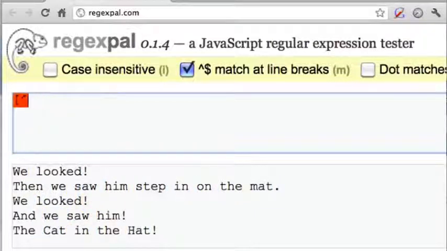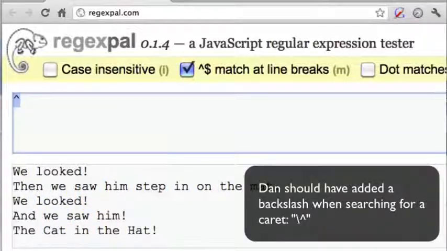How about looking for a caret? Are there any carets in here? There are none. So there are no carets in, so nothing matches.